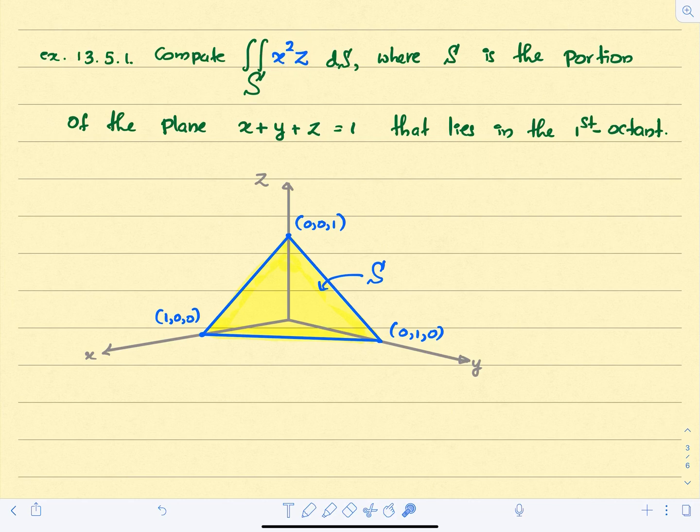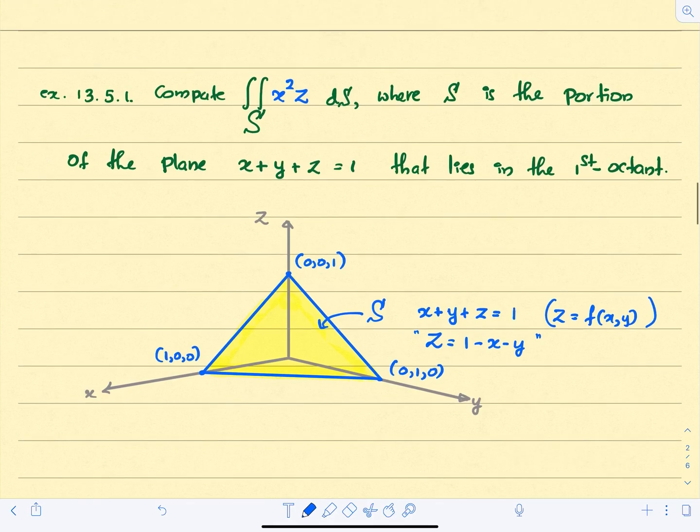Okay, so the equation of this surface is x plus y plus z equals 1. Usually we want the equation of the surface in this form, so let's solve this one for z. Then we have z equals 1 minus x minus y. Now let's evaluate the surface integral.